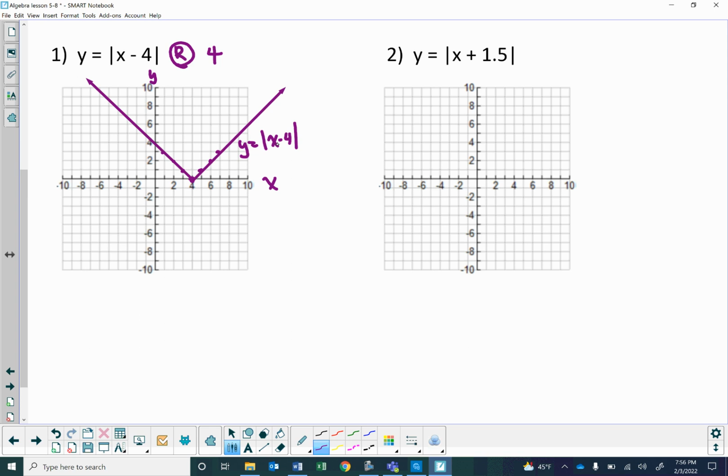And it's really hard to say these out loud because the absolute value of x, minus 4, is different than the absolute value of x minus 4. Notice I make a dramatic pause when the absolute value is only around the variable.